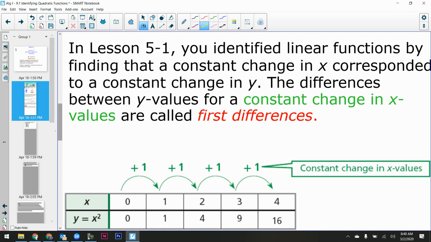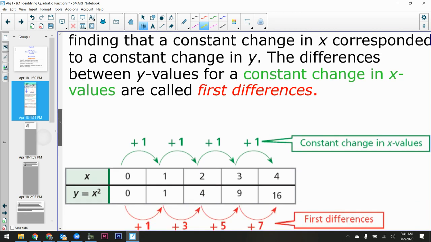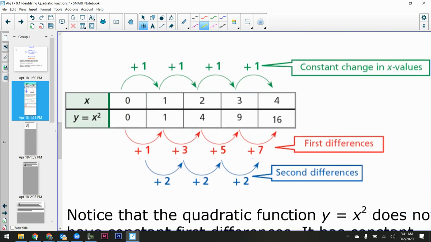Slope. Change in y and change in x. I'm referring to the line's slope. Guys, is a parabola going to have slope? No, because it's not going to be a constant slope. So what do we look for then? We'll take a look at that.